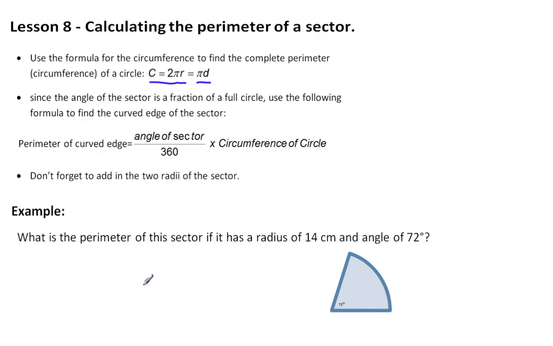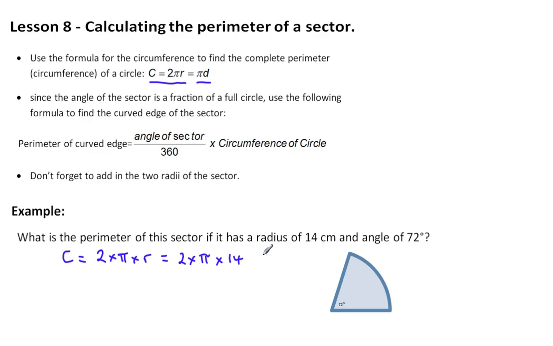Let's have a look and see how this works in this example. We want to know what the perimeter of this sector is if it has a radius of 14 centimeters and an angle of 72 degrees. Well, the circumference of the full circle is given by the formula 2 times pi times the radius, and this will be equal to 2 times pi, we'll use our calculator pi, times the radius. In this case it was given as 14 centimeters.